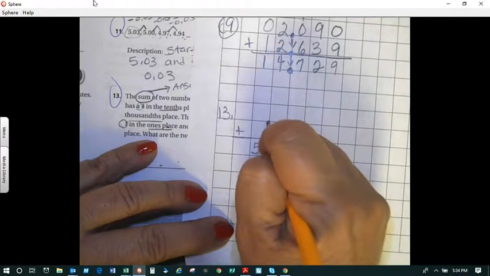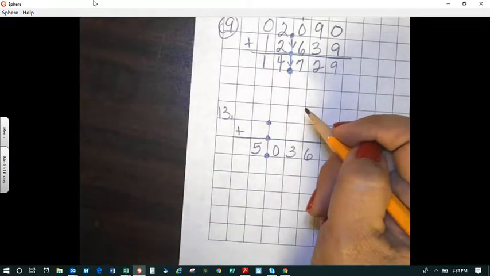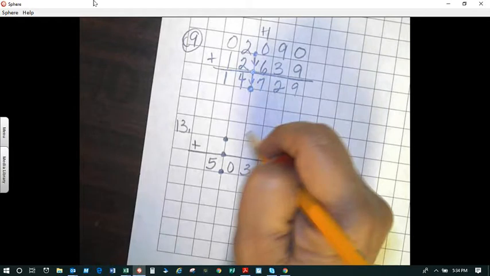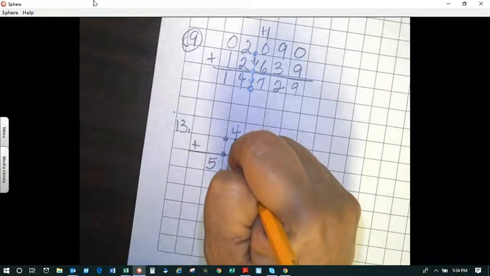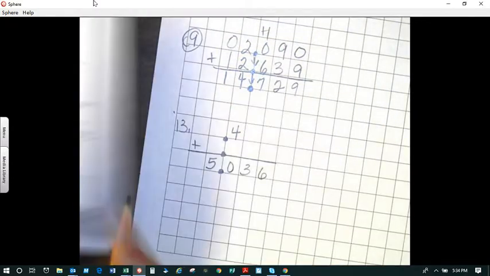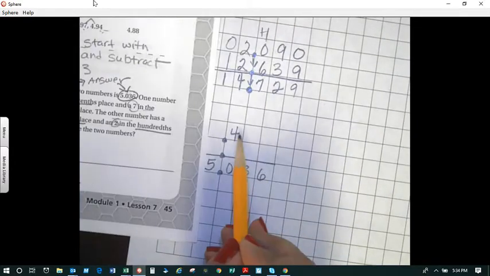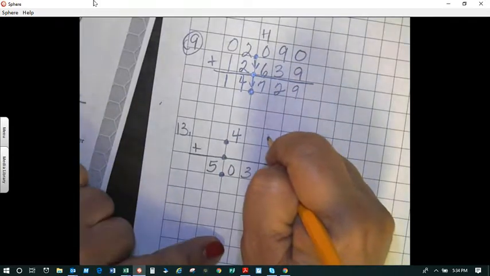Now let's look at one of the numbers. It said that one number has 4 in the tens place. So I'm going to find my tens place and put my 4 there. Then it says that it has 7 in the thousandths place. Did you see that? 4 in the tens place. I placed it there. It says 7 in the thousandths place. I'm going to put it here.